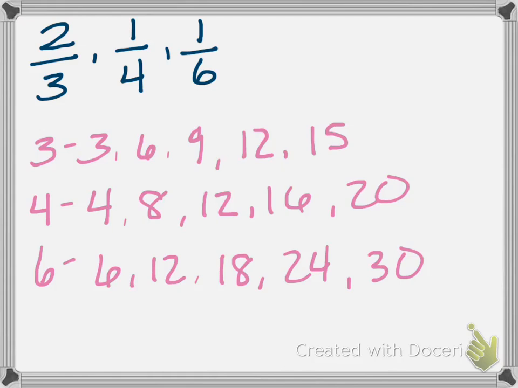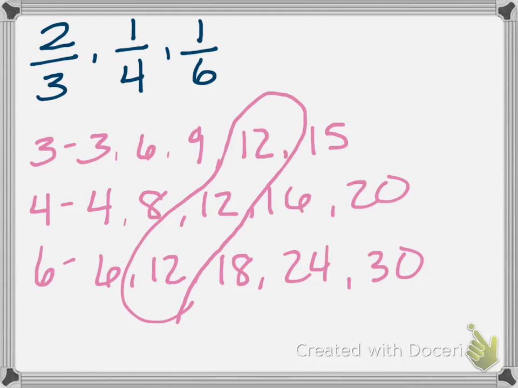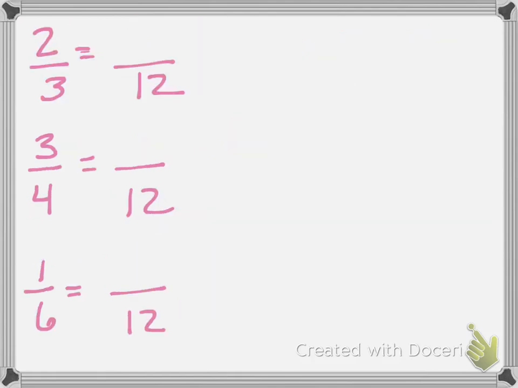Is this what you got? Let's go ahead and circle the smallest number that they have in common. Beautiful. This becomes our common denominator. Take just a minute while I pause this video to come up with equivalent fractions for 2/3, 3/4, and 1/6, giving them the common denominator of 12.